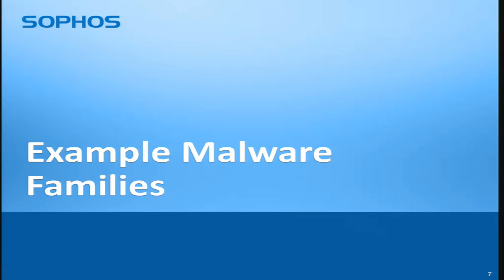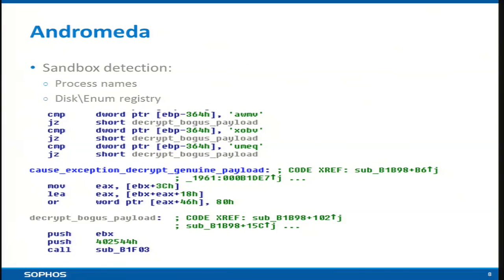So let's jump right into some examples then. The first example family is Andromeda. Andromeda is basically a kind of modular downloader. It can download modules that are specific to the Andromeda family, but it can also download, and is probably more widely used to download, other pieces of malware and execute those on the machine.